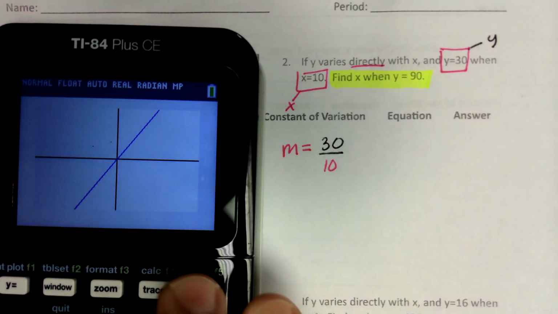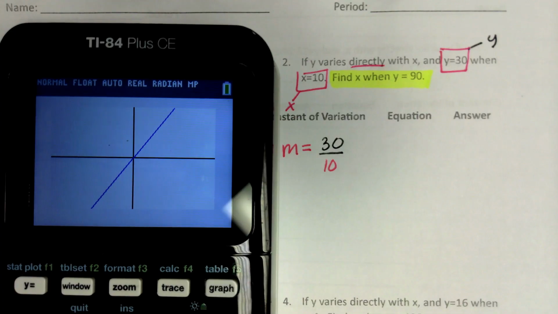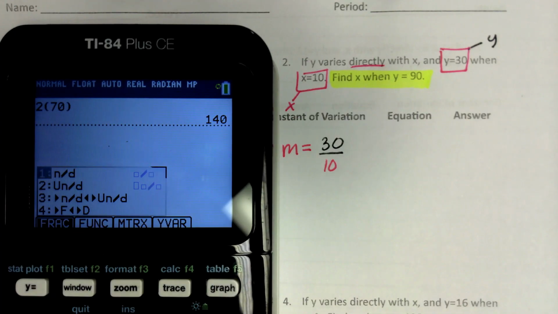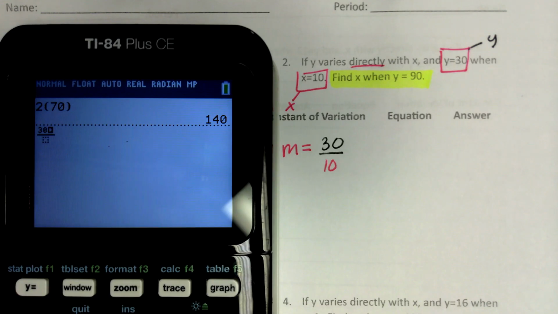Now I know just from looking at it that 10 can go into 30 3 times. But if you're not good at memorizing your multiplication, you could just put a fraction bar. And I would recommend always putting your numerator on top, your y value, and your x value in the denominator. Hit enter, and it'll simplify it for you.